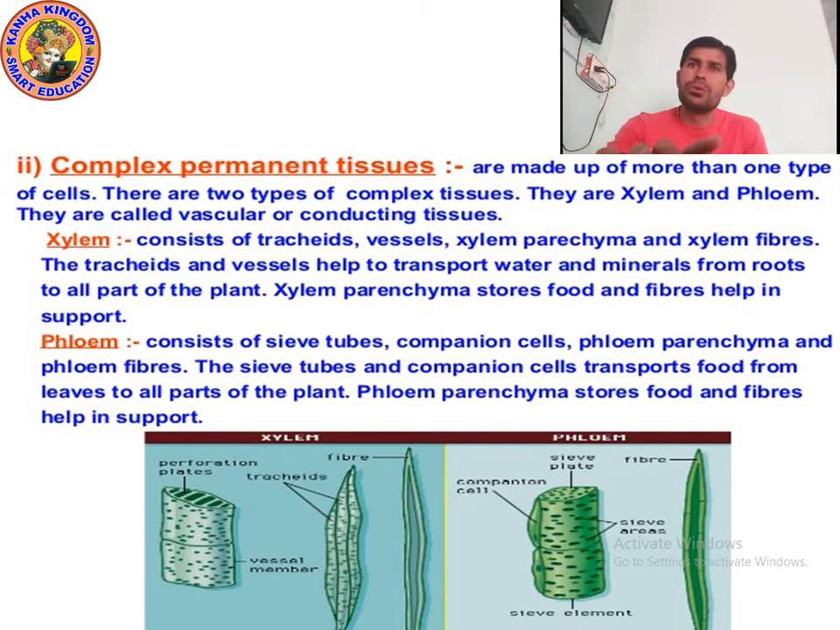Okay. So now plant tissue is completed. We have completed plant tissue. Now we will study animal tissue. Let's move on to the next point.